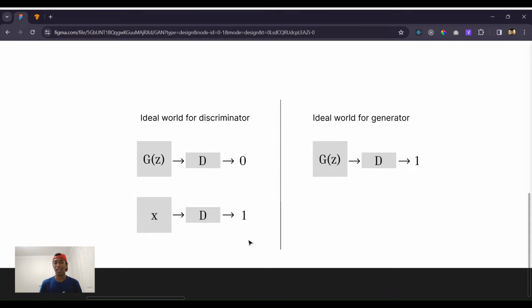Okay, how about an ideal world for a generator? For the generator, the ideal world is that when we give the generated image to the discriminator, it outputs 1. So the discriminator believes that this image is real, even though it's actually generated. So you can see how these two objectives are actually opposing.